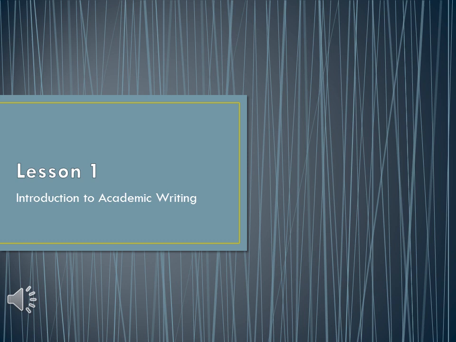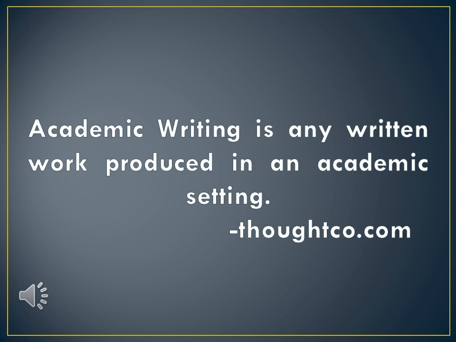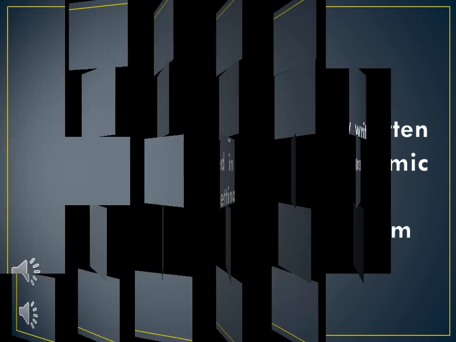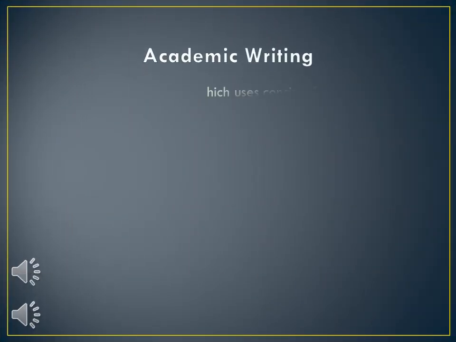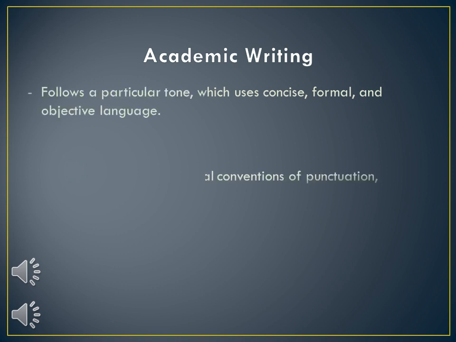This is Lesson 1, Introduction to Academic Writing. According to thoughtco.com, academic writing is any written work produced in an academic setting. Academic writing follows a particular tone which uses concise, formal, and objective language. It also adheres to traditional conventions of punctuation, grammar, and spelling.